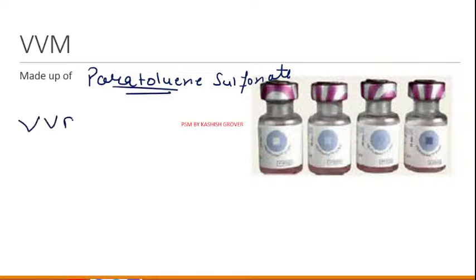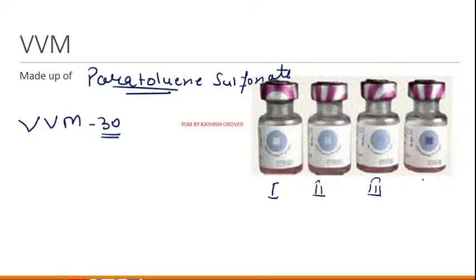Now we have VVM 30. What does that mean? 30 means 30 days are required. It indicates the number of days taken by the inner square to change when exposed to temperature more than 37 degrees Celsius. Now, if the inner square is light compared to the outer circle, this is stage 1. If the inner square is light, but as compared to stage 1 it is darker, it is stage 2. If inner square and outer circle are the same, it is stage 3.